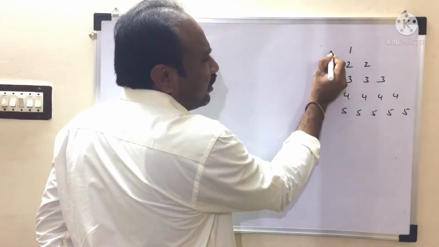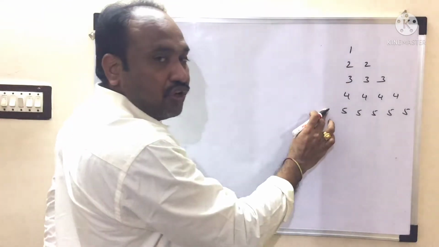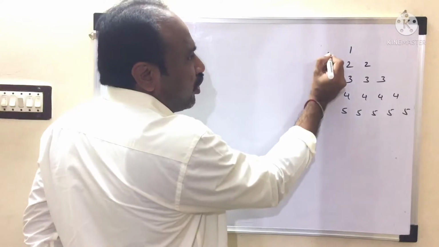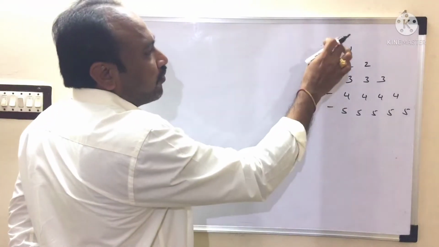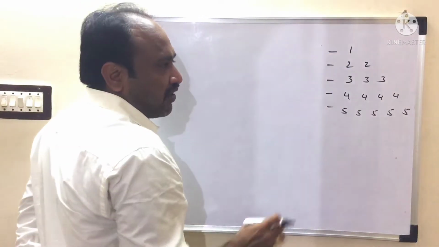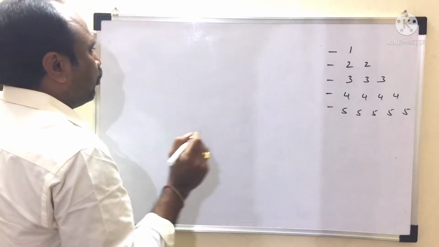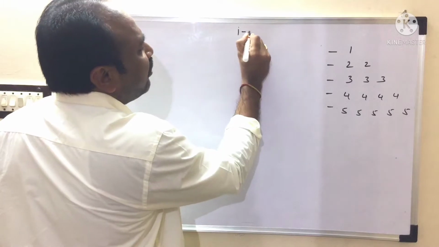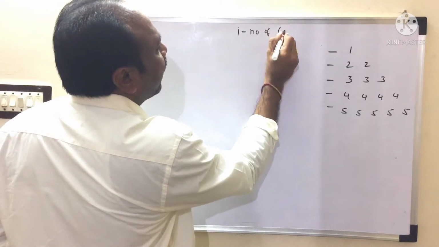See, for example, to solve these types of problems using C language or Java language, first of all you have to identify how many lines there are. 1, 2, 3, 4, 5 lines are there. To print the number of lines, first line to fifth line, I have to use one for loop. That for loop is the I for loop. We are using the I for loop to represent the number of lines.